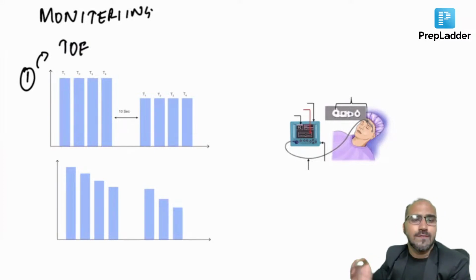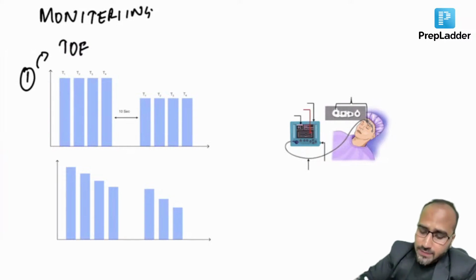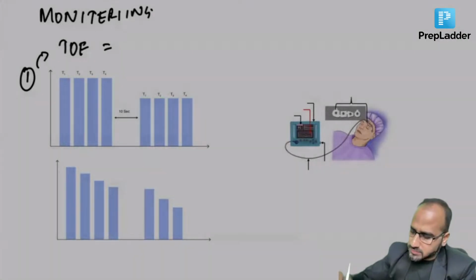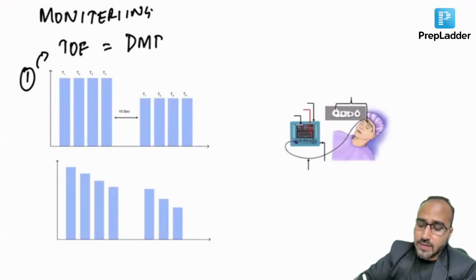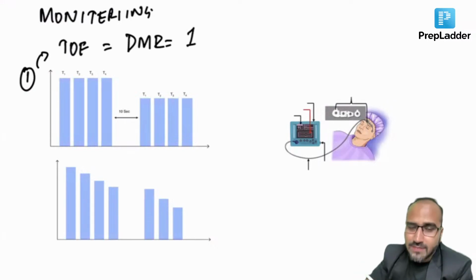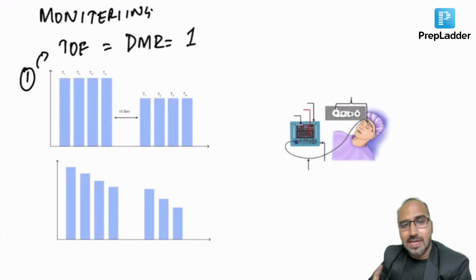In train of 4 monitoring, you give 4 twitches and you measure the twitch height and take a ratio, dividing the T4, the fourth twitch, by the first twitch. Okay? The train of 4 ratio in case of depolarizing muscle relaxant is 1. What does it mean, guys? Remember, in depolarizing muscle relaxant, when you give it to the patient and look at the twitch height, it will be equally reduced. T4 by T1 is 1.